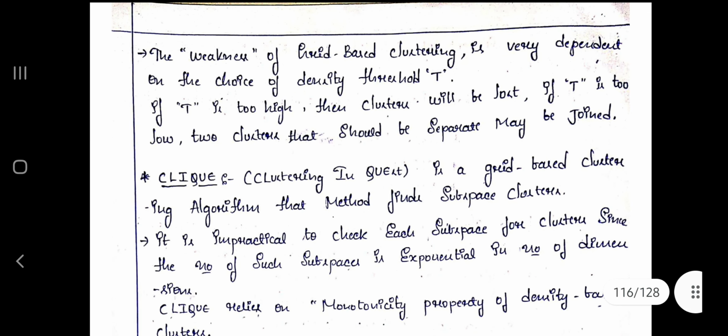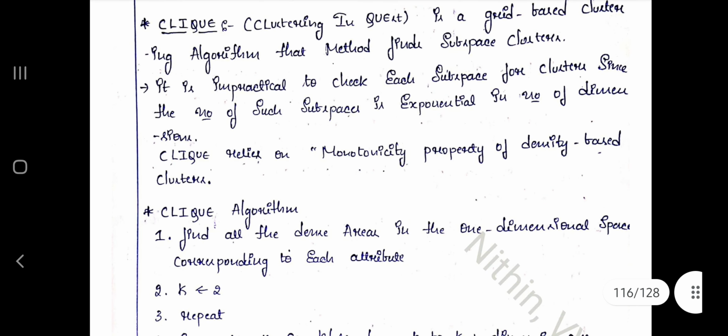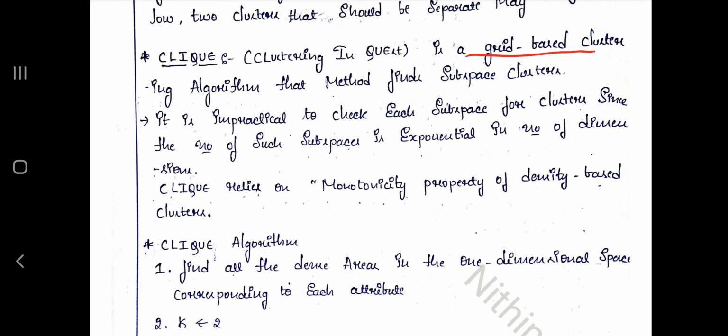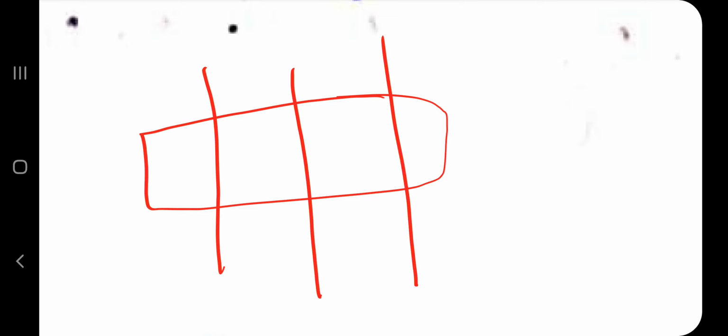The strength and weakness is there, you can write in your own words. CLIQUE. CLIQUE means what? It is a grid based method for finding subspace clusters. Subspace clusters, remember in this way. There is a space here, divided into different parts, each will be what? Subspace, and by using your hand make this in the shape of a cluster.